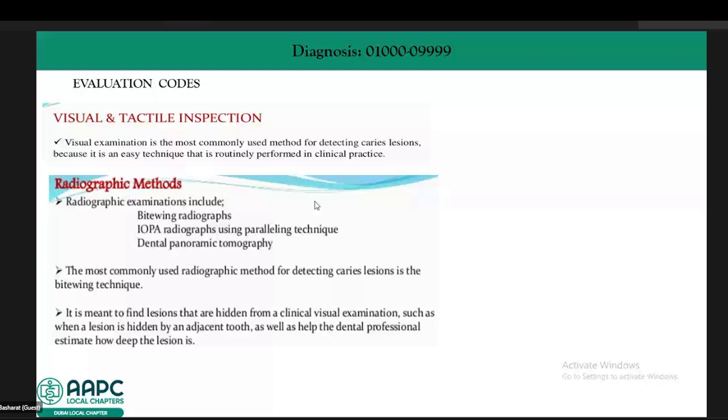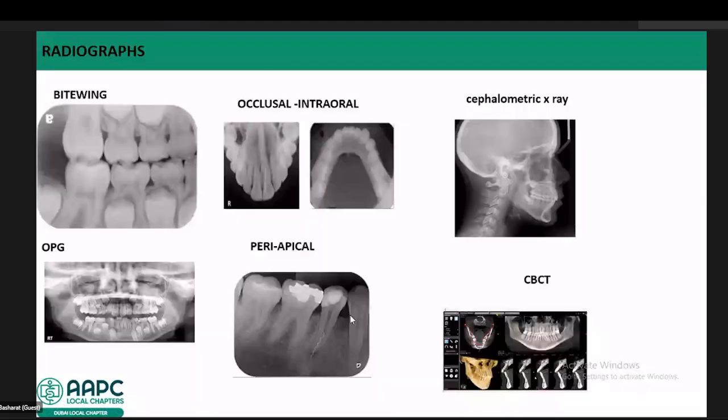The most commonly used radiograph method for detecting caries lesions is the bite wing technique. It means fine lesions that are hidden from clinical vision. So if the doctor doesn't find anything with the visual examination, that's the time he will request X-rays. These are the radiographs used in dental: bite wing, occlusal, cephalometric X-ray, OPG, periapical, and CBCT. As I mentioned before, whenever the doctor takes any X-ray, he needs to write the findings and the reason for taking the X-ray. It is important to write the findings in the notes.